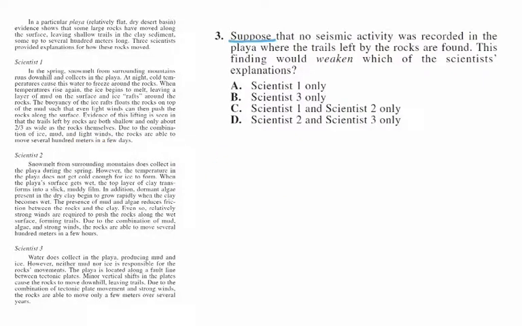We have another suppose question, number 3. Suppose no seismic activity was recorded. This would weaken which of the scientists' explanations. So scientist 3 says there's located along a fault line, vertical shifts, tectonic plates. If that is seismic activity, you have to know that. So it would definitely weaken scientist 3. So our answer is B.